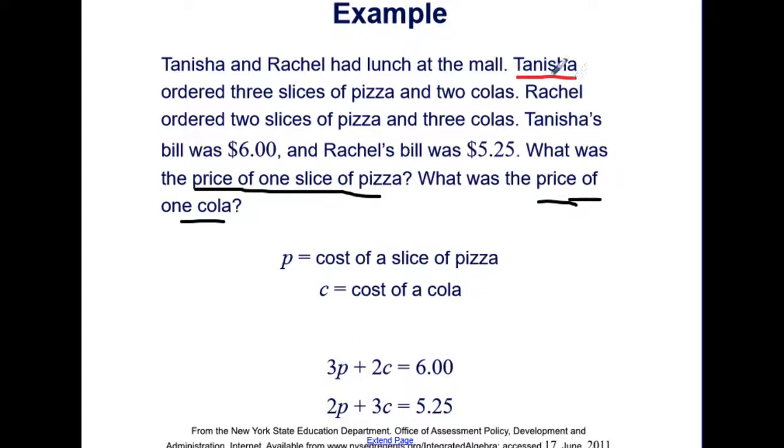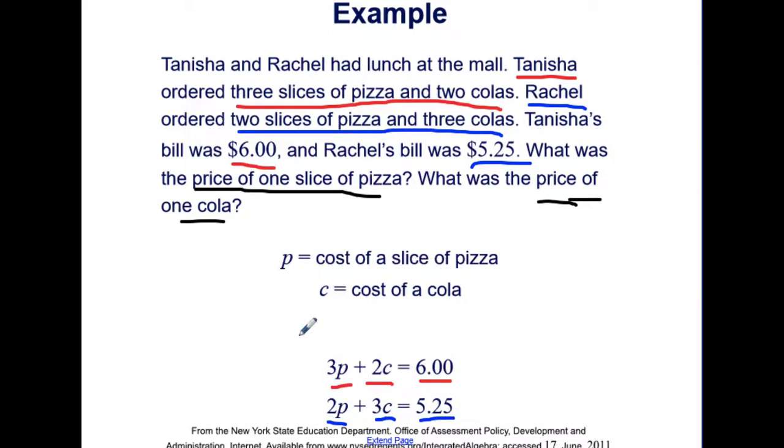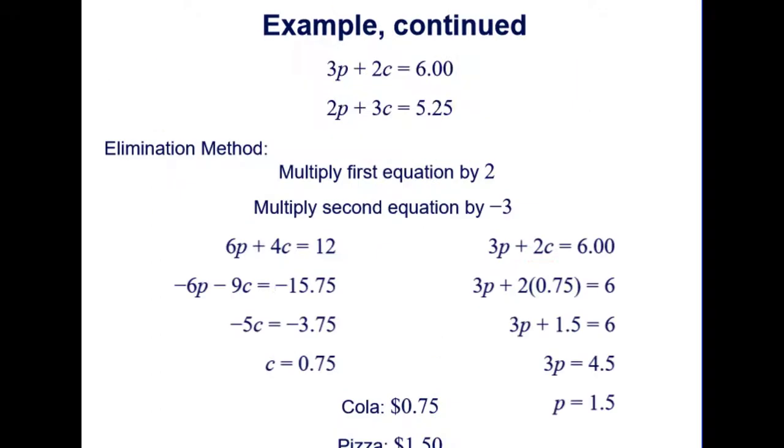We have Tanisha ordering 3 slices of pizza and 2 colas for $6. That's where 3 pieces of pizza plus 2 colas is $6, the first equation. Then we have Rachel's equation, Rachel ordering 2 slices of pizza and 3 colas for $5.25. So 2 pieces of pizza, 3 colas for $5.25. Now we need to solve the system of equations.